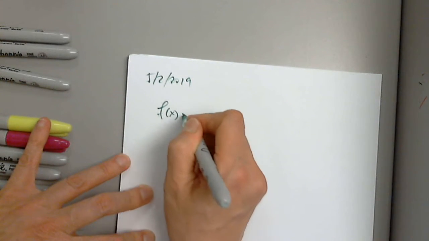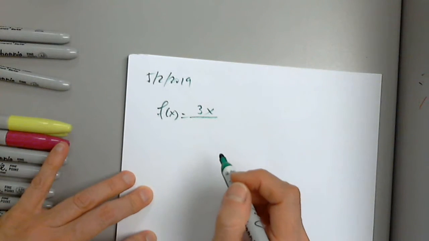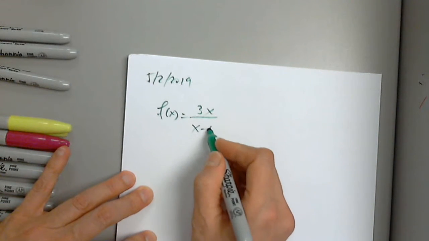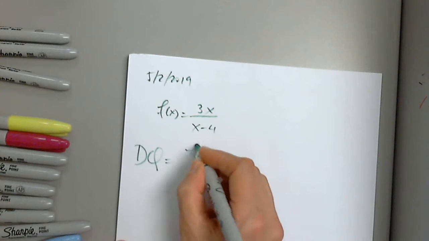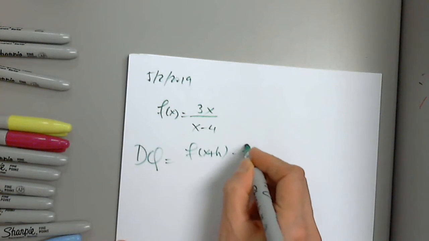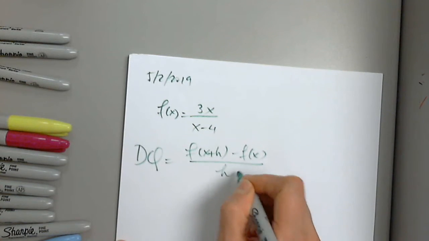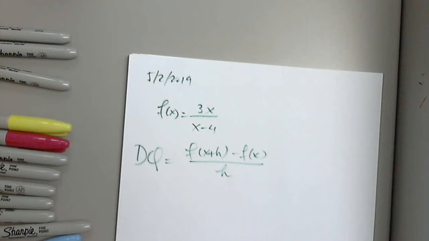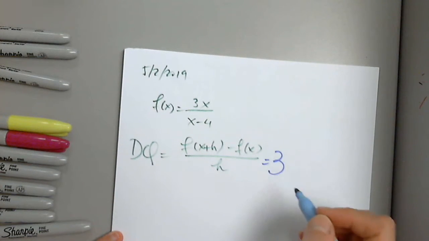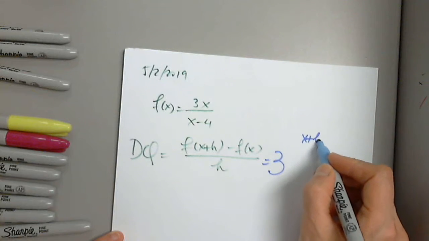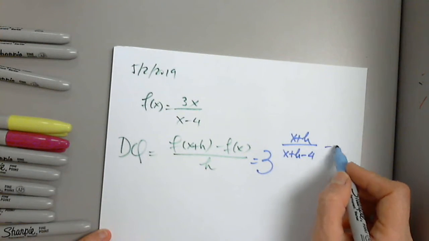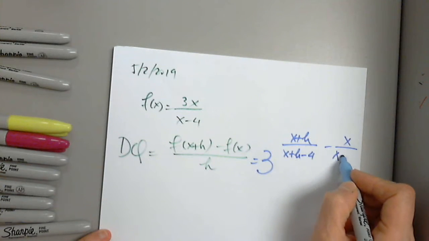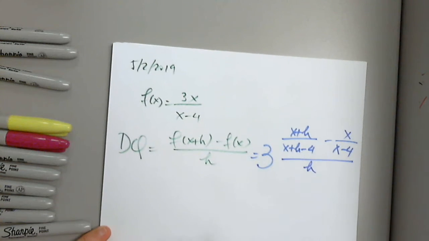So it was f of x equals 3x over x minus 4, is it? Yes. Okay. So we are asked to find the difference quotient, which is f of x plus h minus f of x divided by h. That was the question. So I will write 3x plus h over x plus h minus 4 minus 3x over x minus 4, divided by h.